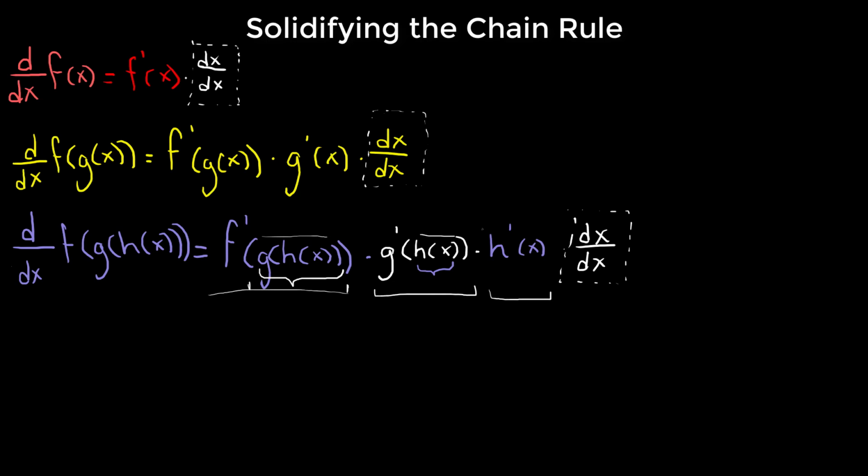Now this is h of something. So the derivative of h of something is h prime of that something. Then we take the derivative of that something with respect to x. And because it happens to end at dx over dx, that is where we stop. So hopefully this makes some sense here.